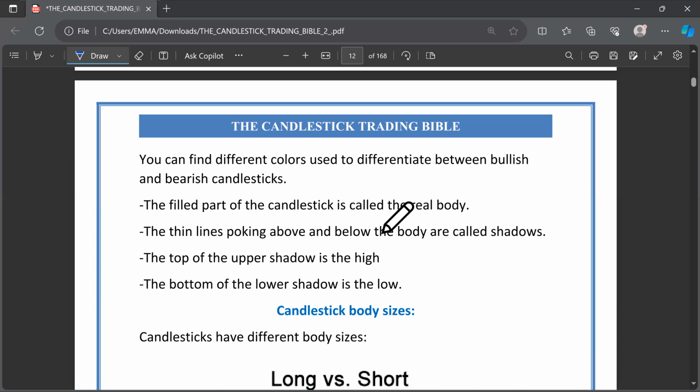Now, the filled part of the candlestick is called the real body, or the actual body. The thin lines above and below the body are called shadows. I call them the toes above and the toes below. The upper shadow, the lower shadow, or the upper wicks and lower wicks, whatever name you want to call them. The top of the upper shadow is the high. We have looked at this already. The bottom of the lower shadow is called the low.